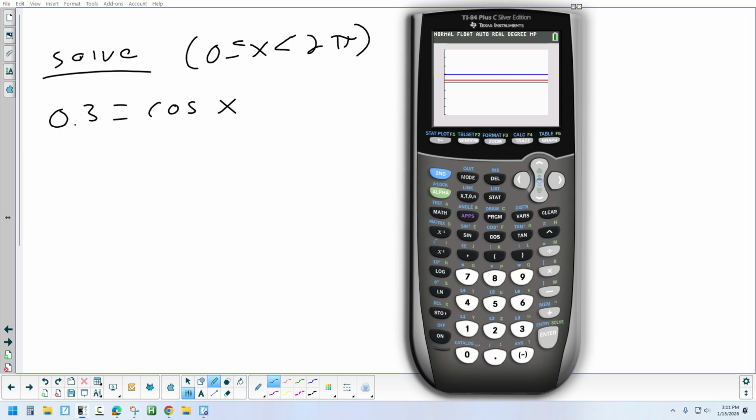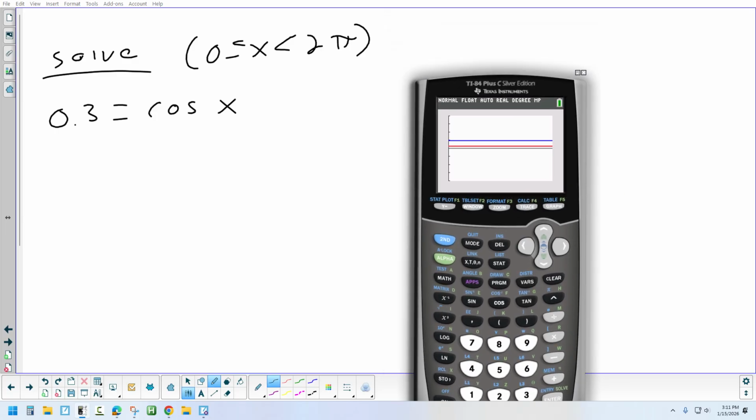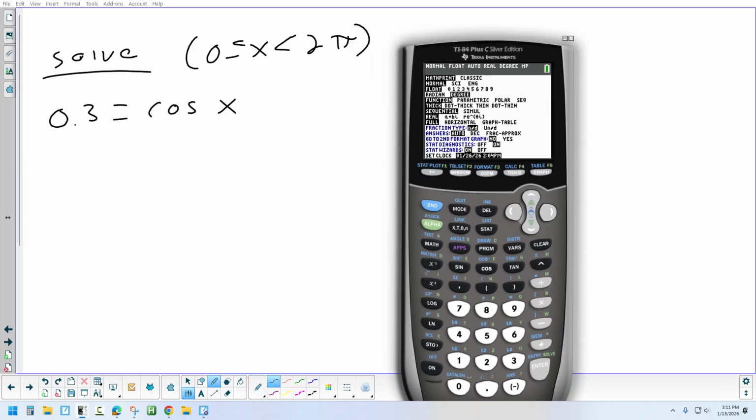Right. Yes. Change it to radians. I'm in the wrong mode, I'm in degrees. They told me x has to be between 0 and 2 pi, and they didn't put a degree symbol on it, so that's radians. So if you get a graph that looks like that, and it's not a wave, you're probably in the wrong mode. Now, it will look perfect.